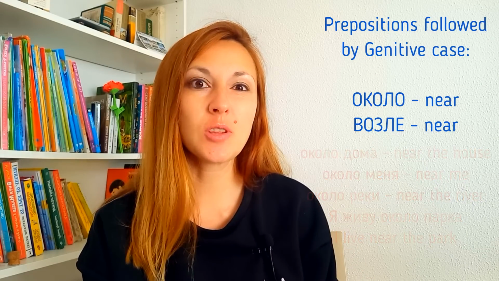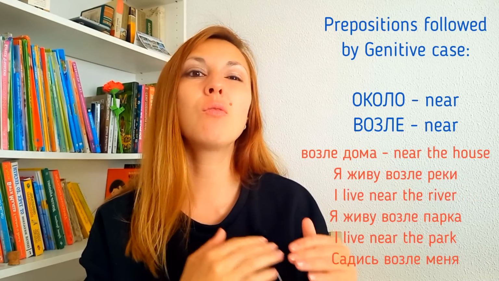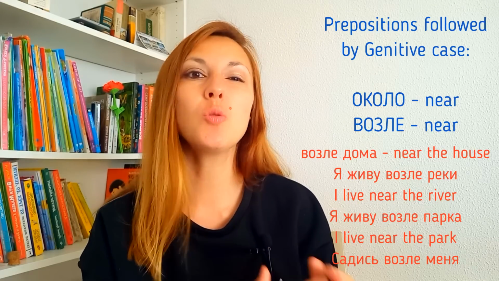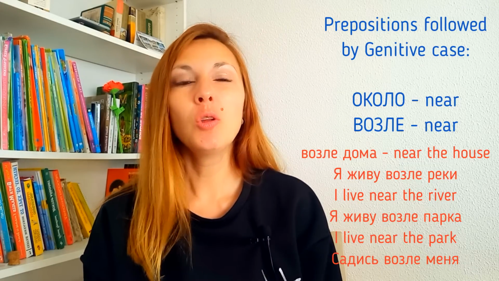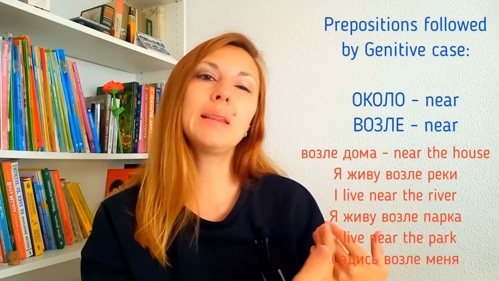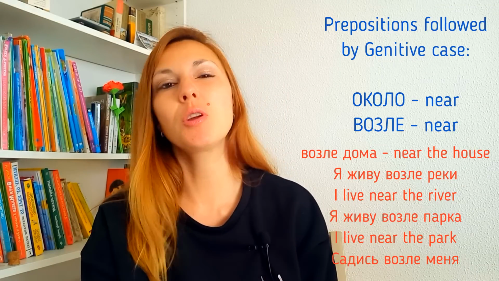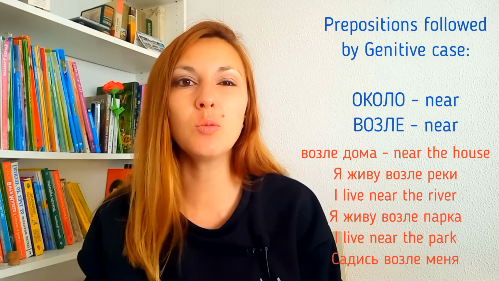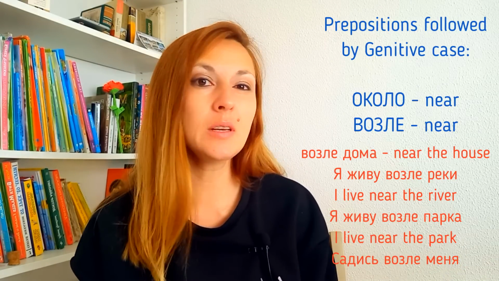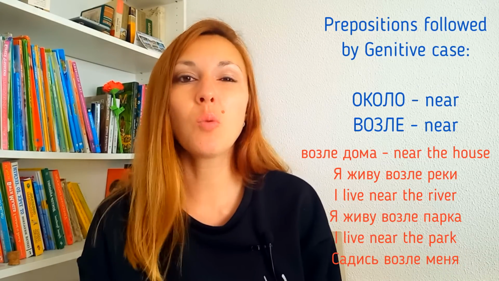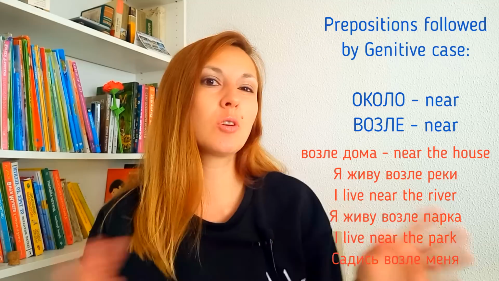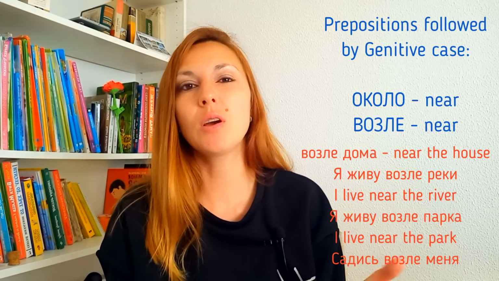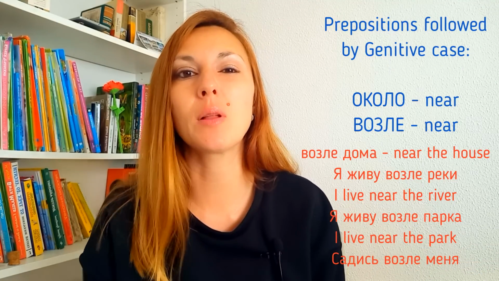And another preposition that has the same meaning is возле. It also means near. Около is more commonly used, and for sure you will find it more often when you read, when you listen. But возле is quite a good preposition. It's not outdated. It's quite up to date, so you can use it as well.